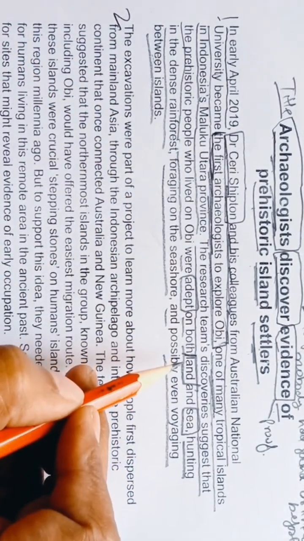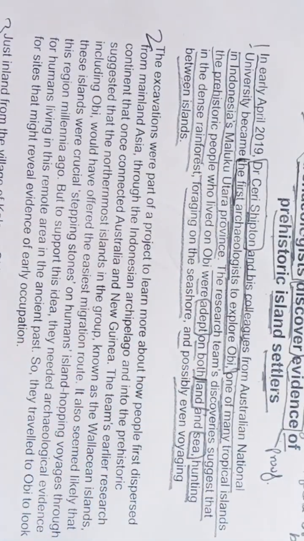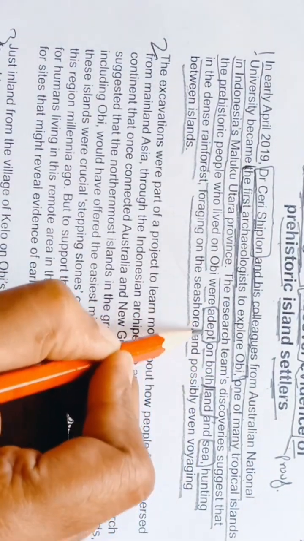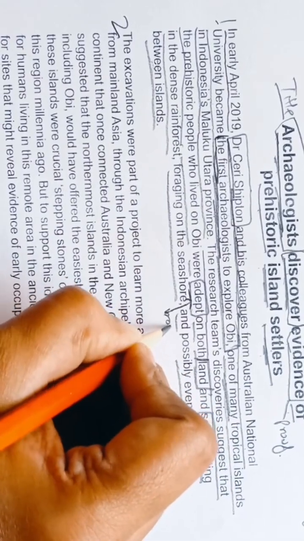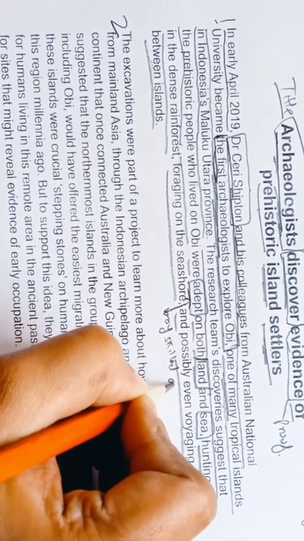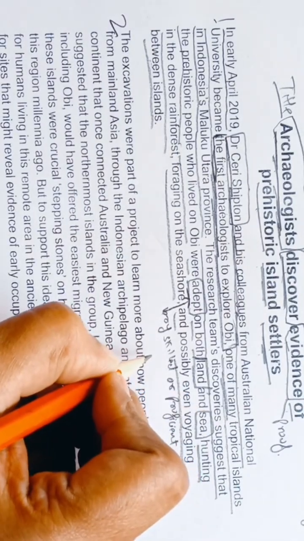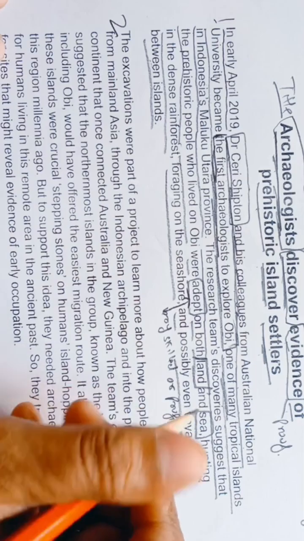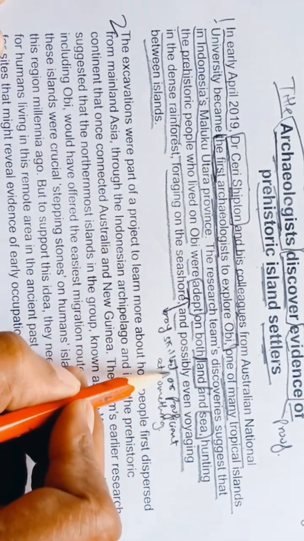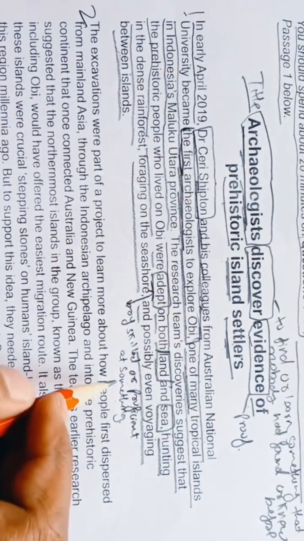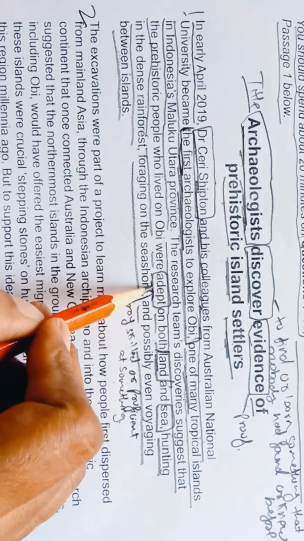So what do you mean by adept? Adept means very skilled or proficient at something. They were adept on both land and sea, so they are very skilled.